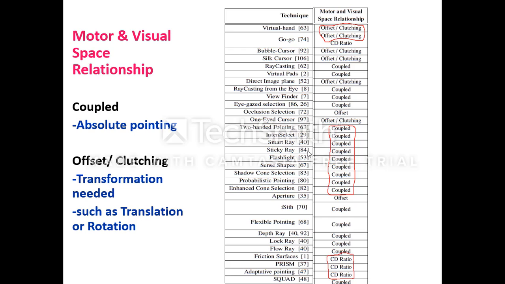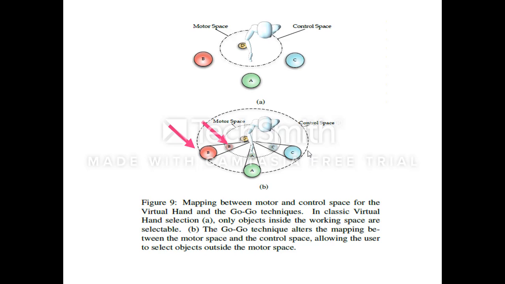And also there is clutching, a technique which allows users to determine the transformation between both spaces. So you choose how you want it. In this diagram, there's a top picture and a bottom one. In the top one, you can see that the user can access only the objects seen in front of him, that is his control space.